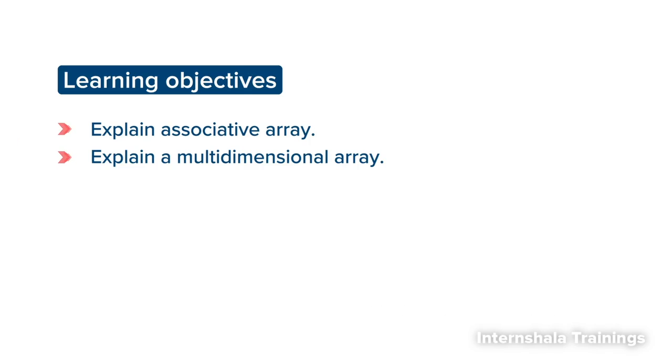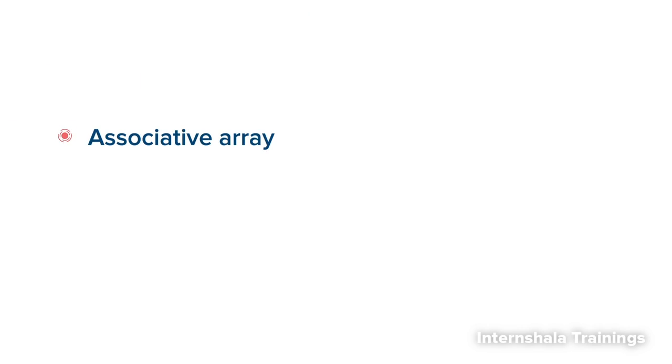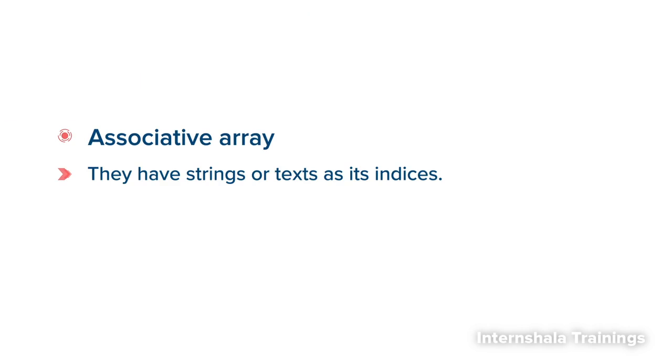After going through this video, you will be able to explain associative array and explain a multidimensional array. Let us continue our discussion on the types of array. Associative arrays have strings or texts as their indices.